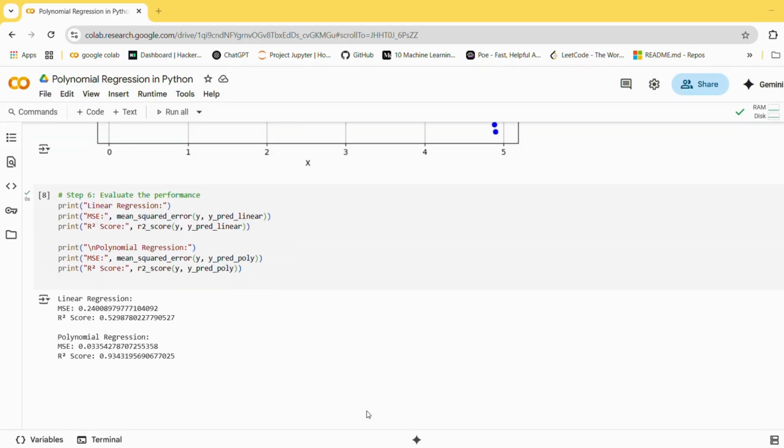MSE, mean squared error, tells us how far the predicted values are from the real ones, and lower is better. R square score tells us how well the model fits the data, and closer to 1 is better. We will notice polynomial regression gives a much better score than linear regression.